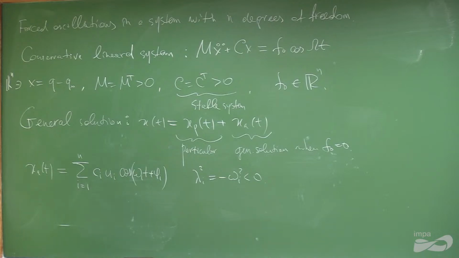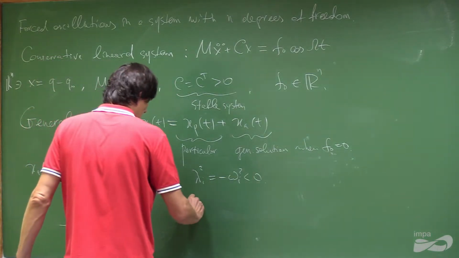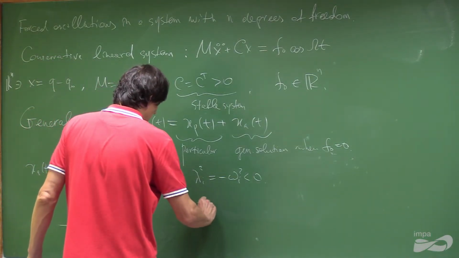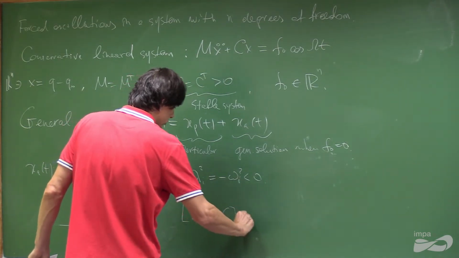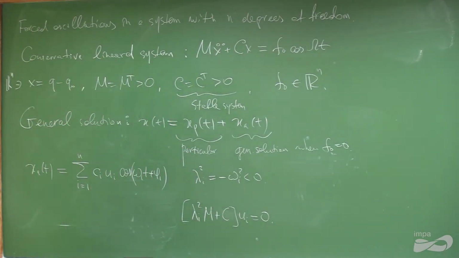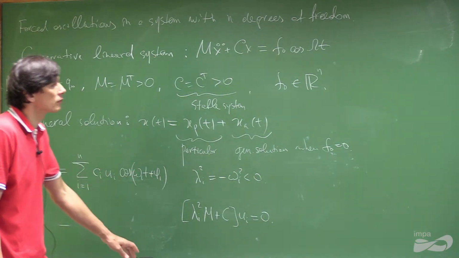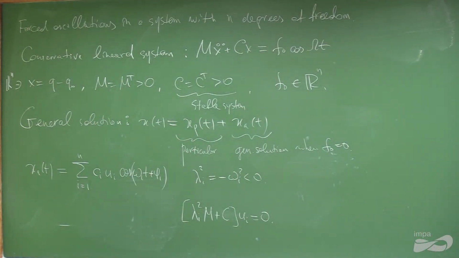We derived it. So what are u and lambda? If you remember, they should satisfy the eigenvalue problem, which is of that form. So this is the general solution of the autonomous system we found. The only problem is finding a particular solution of the full system. Just one solution is enough.